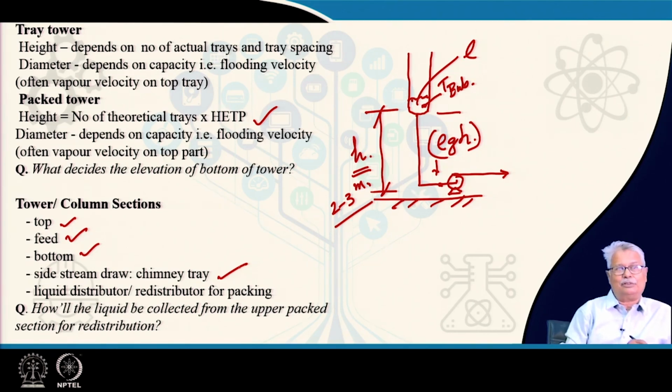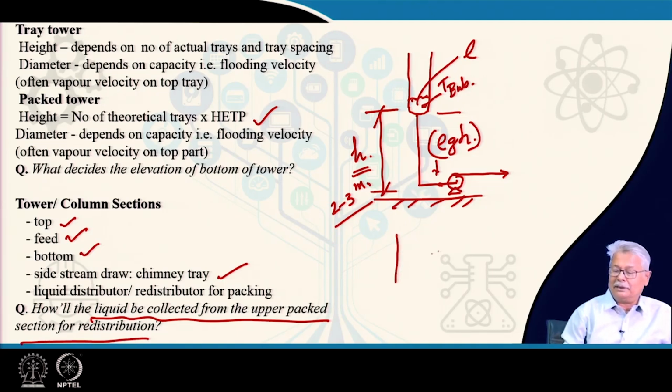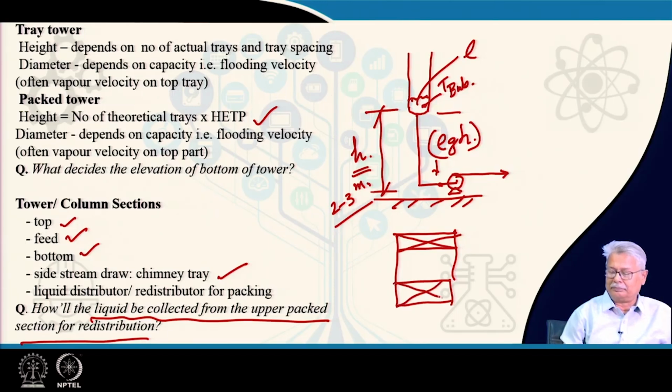Now, I have got a question for you. How will the liquid be collected from the upper packed section for redistribution? That means, if you have a tower whose upper section is packed and you have decided to redistribute before it enters the lower packed section, this will be done with a chimney tray. This will be done definitely with a chimney tray.